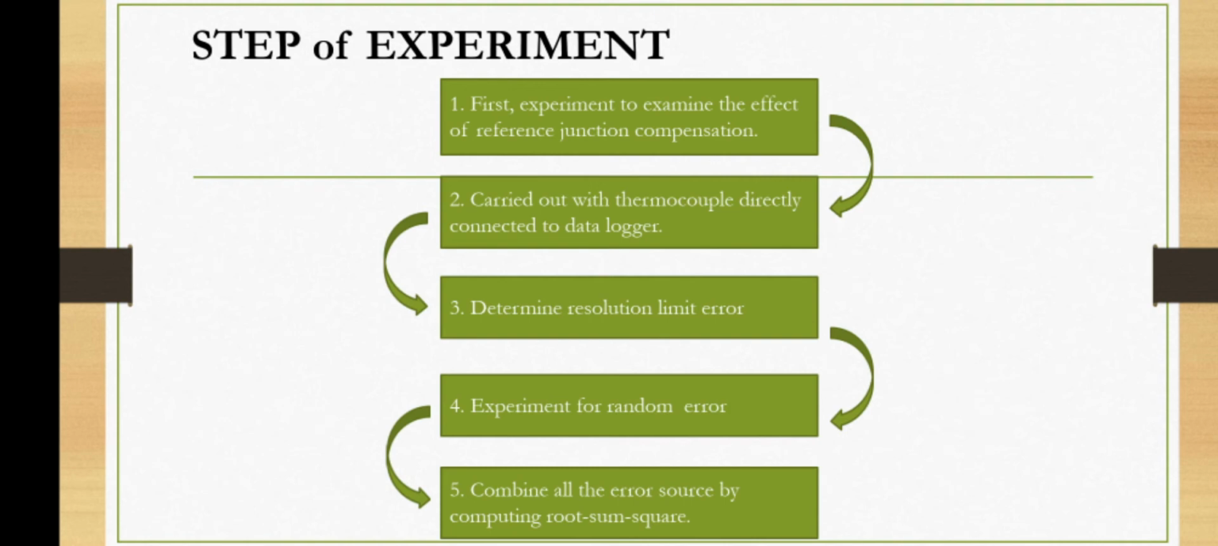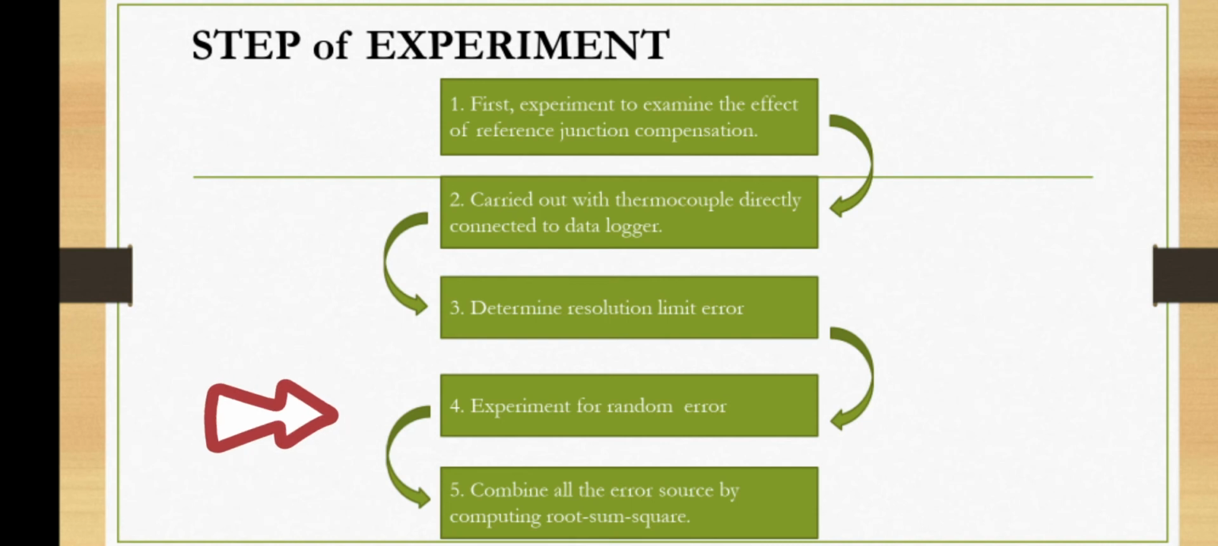The effect of reference junction compensation will be determined by comparing the temperature measured by a thermocouple directly connected to the data logger. In the Hioki data logger, voltage is measured for a range of negative 10 mV to positive 10 mV. The accuracy given in the product specification is plus minus 10 mV. By conducting inverse polynomials, the resolution limit of the data logger in temperature could be obtained.